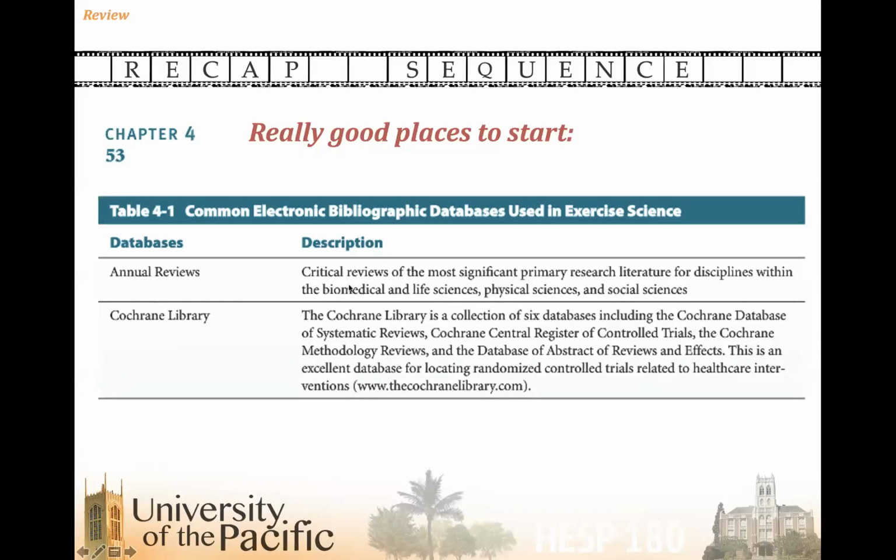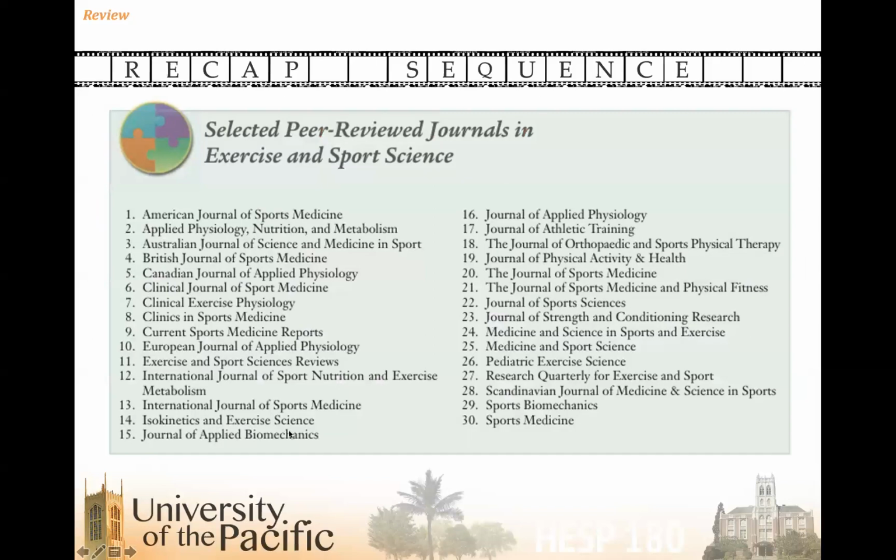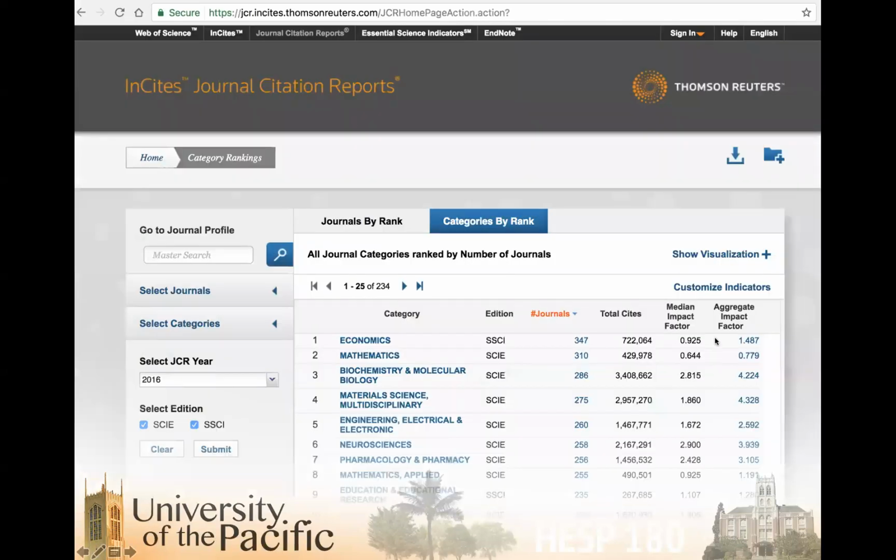Annual reviews, whether it's ACSM or NSCA or whatever organization, are likely to do an annual, or maybe every 3 or 4 years, updated systematic review will come out. Tons of good journals. Remember, the easiest way to look up if a journal is valid is the Thomson Reuters impact factor. The higher the impact factor, the better the journal.